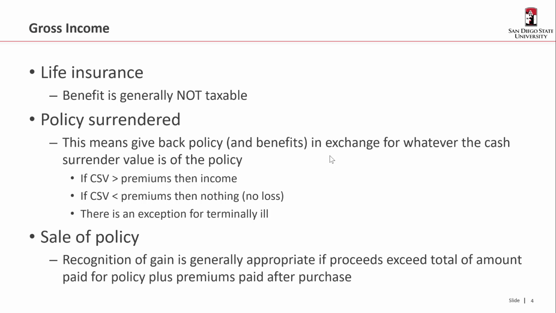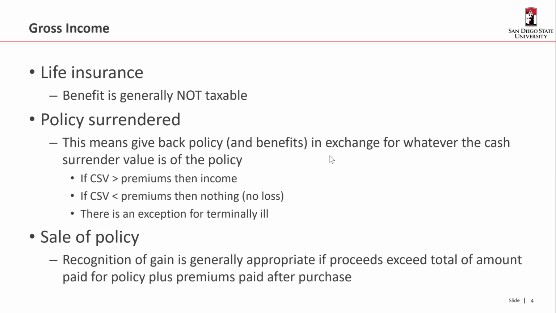There is an exception if you're terminally ill. So, let's say you got lung cancer and the doctor can say, hey, yeah, this dude's going to die. Then you always have the option to turn your policy in for its cash surrender value, kind of under the guise of, look, you're going to die anyway, let you enjoy the money. And so that's excluded, right? You don't have to recognize the gain when that's the situation.